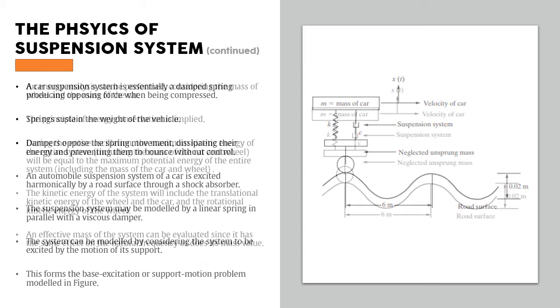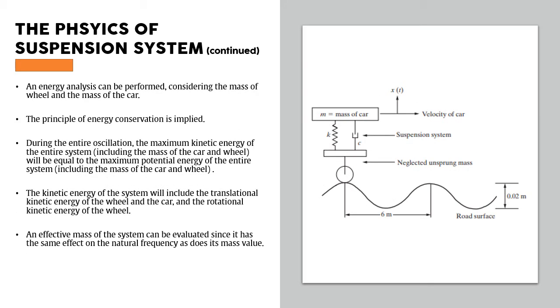Okay, so moving on, for this whole system an energy analysis can be performed in which both the mass of the car and the mass of the wheel are taken into account. The mass of the wheel is shown in this figure by a circle, and the mass of the car is shown by a rectangle. In this energy analysis, we take the mass of the car and the mass of the wheel both into account.